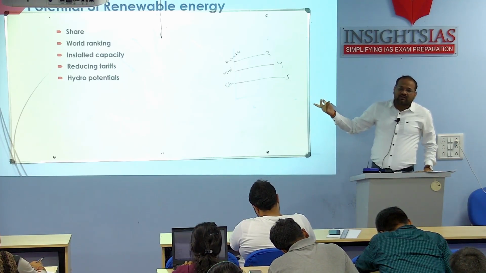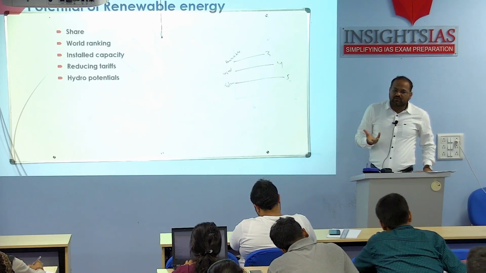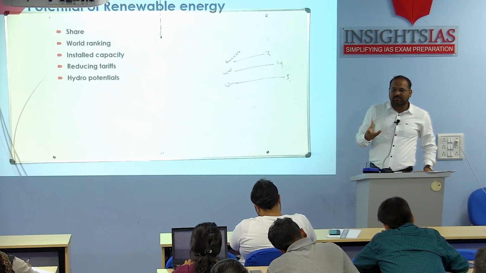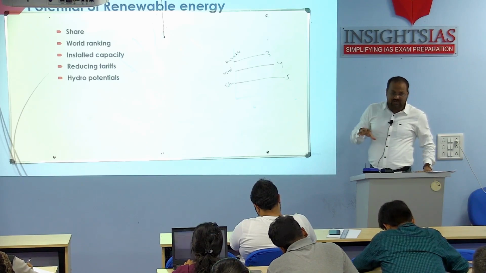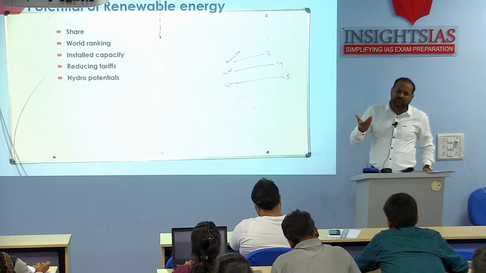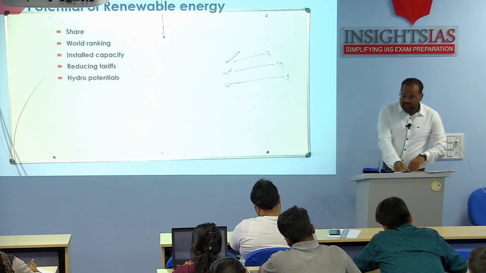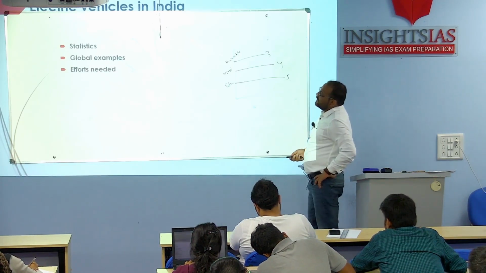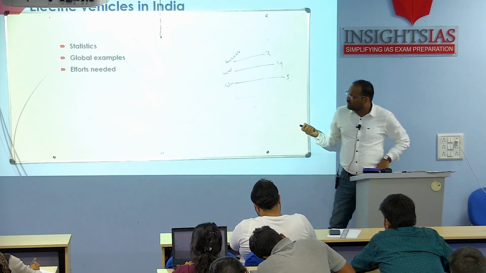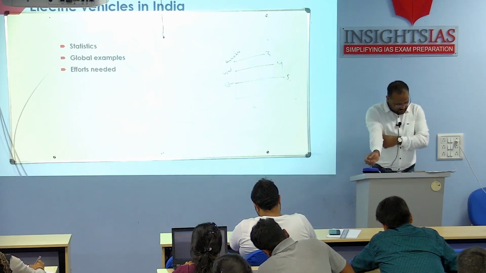Next, Kusum. Kusum has already come, so we know what the purpose of Kusum is: solar energy, increasing the pumps and all, and basically de-dieselization of farms. Okay, forget it. Next is electric vehicles. I will give you a few statistics, a global example, and the efforts needed.